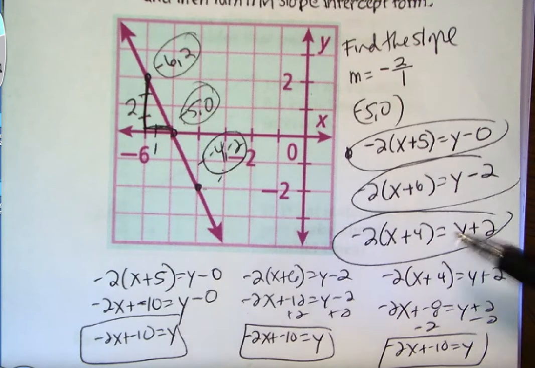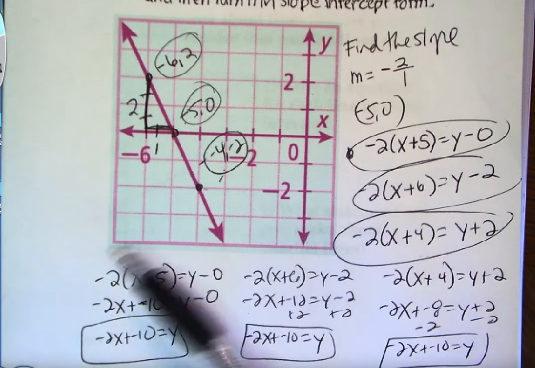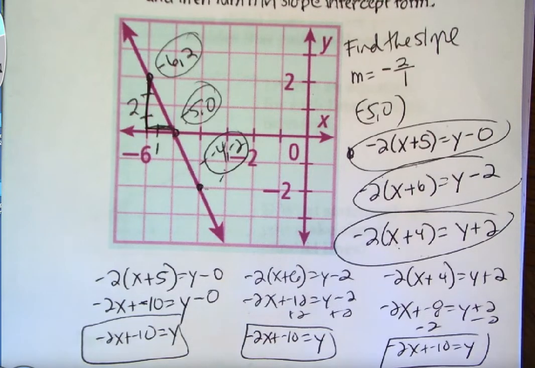so what do we notice? Even though we used maybe 3 different points to write our equation in point slope, when we write it in slope-intercept, we get the same answer. So it proves that all of these are equal to each other.